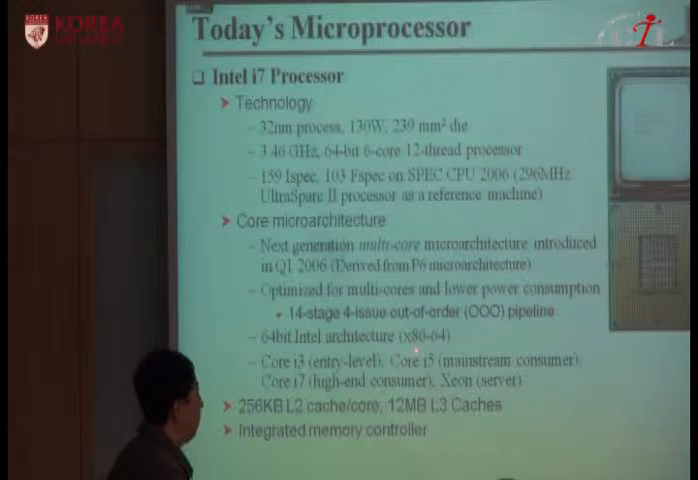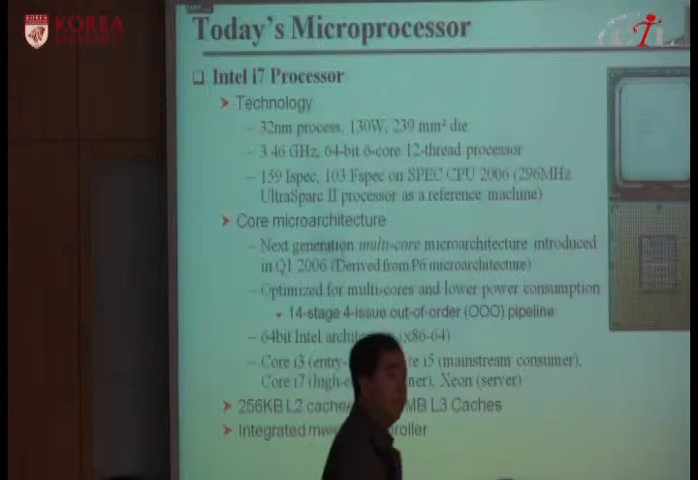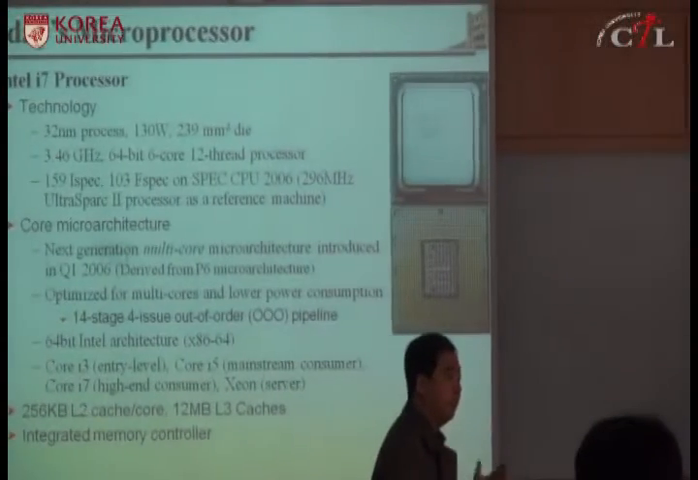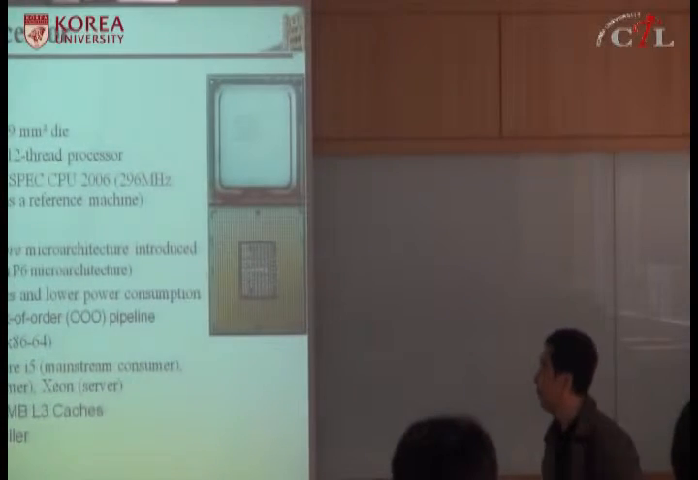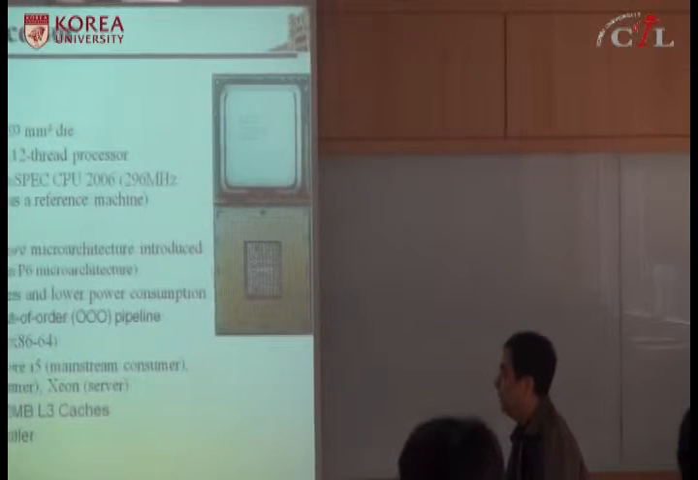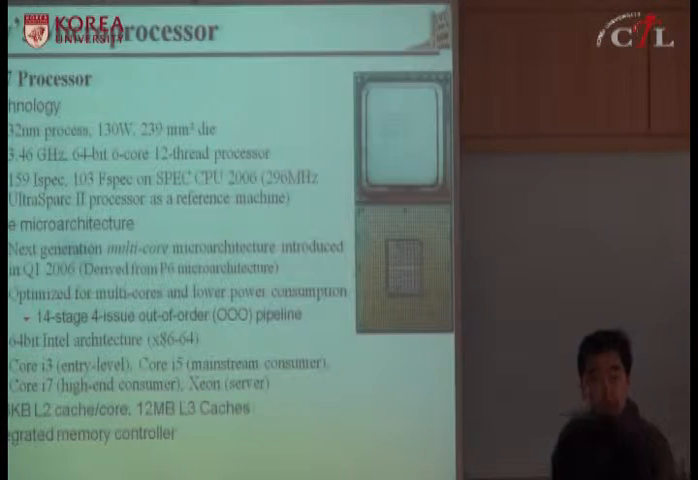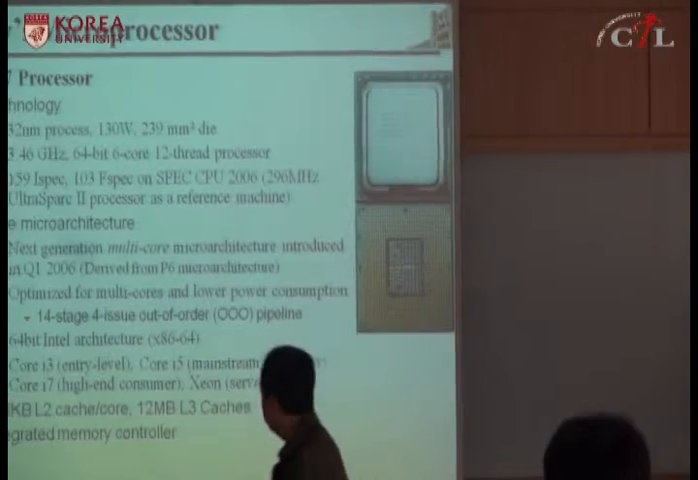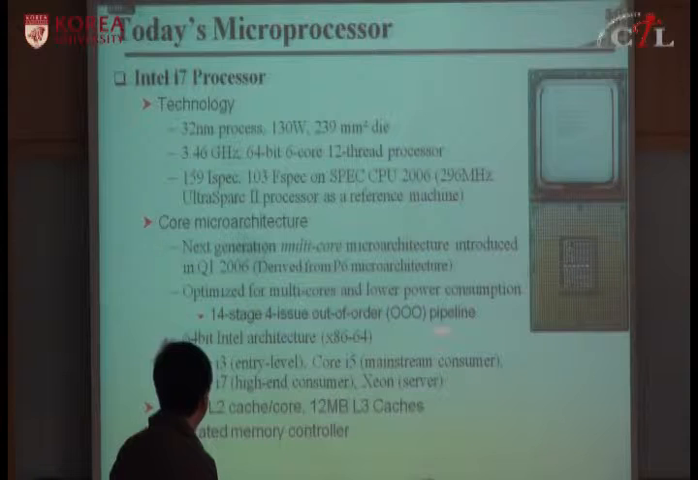And it's 64-bit, x86-64. Intel has two different 64-bit machine languages: one is this x86-64, and the other is IA64. And they have three different versions: i3 for entry level, i5 for mainstream, i7 for high end, and Xeon is the brand name for the server. So this shows the highest performance among the variations.